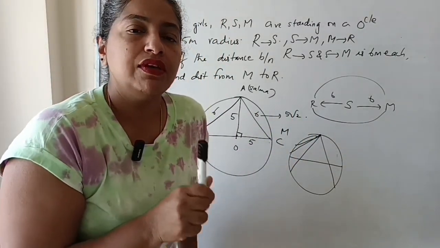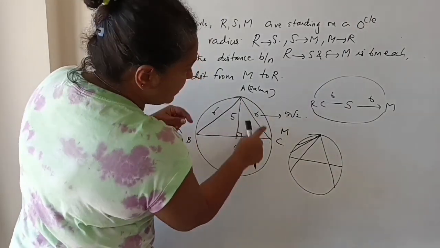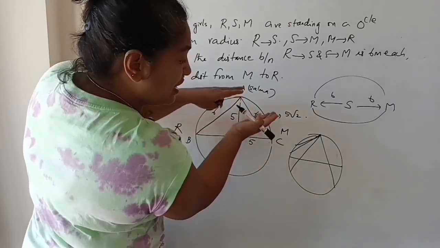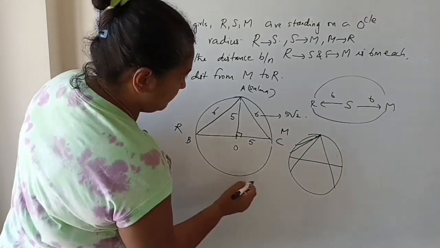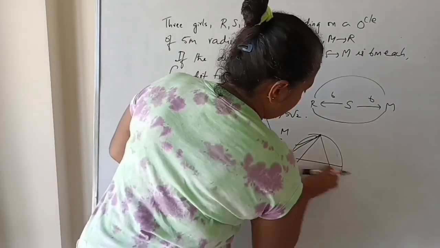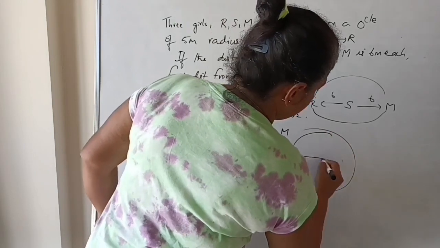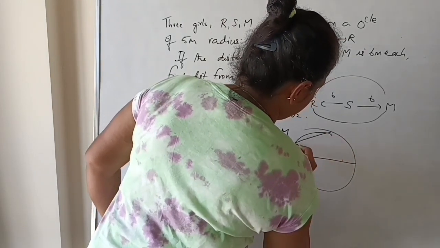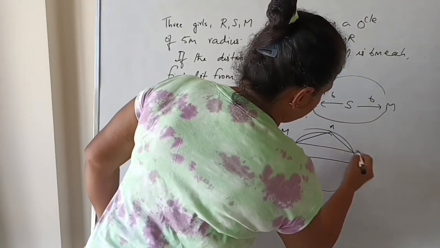You know that 5 root 2 is a value which is greater than 6. So this side cannot reach the diameter. It has to lie a little above the diameter. Hence, my diagram would be this. This is my diameter. This is how the girls would be placed.